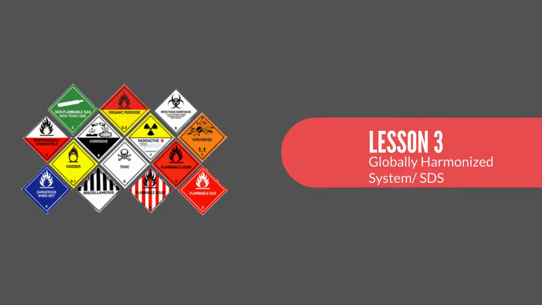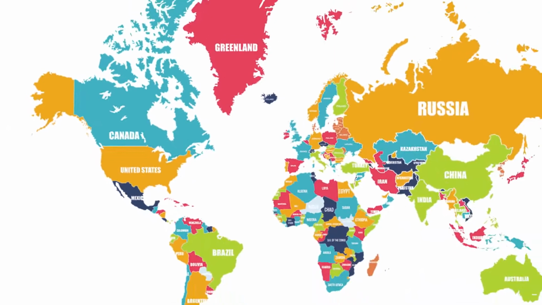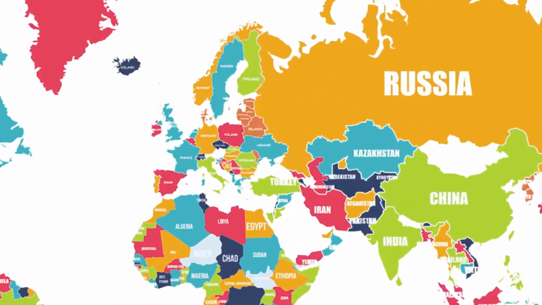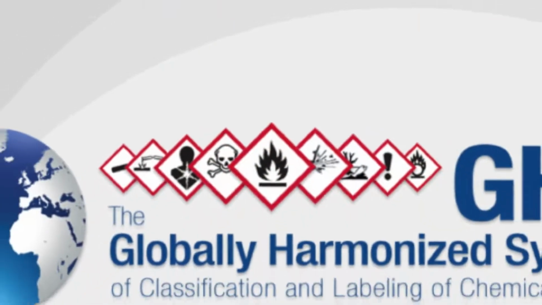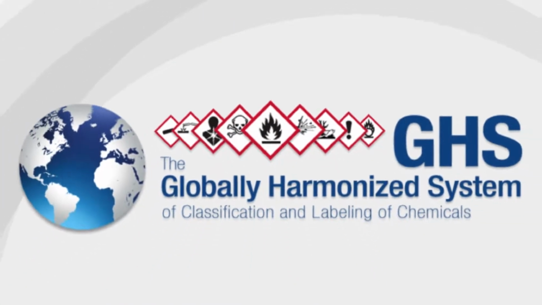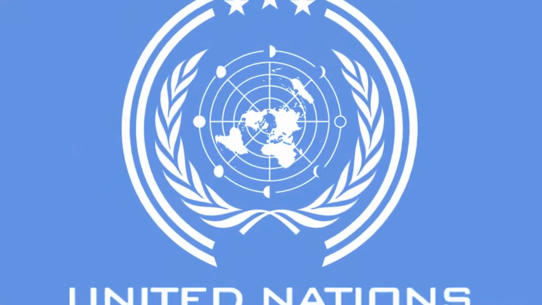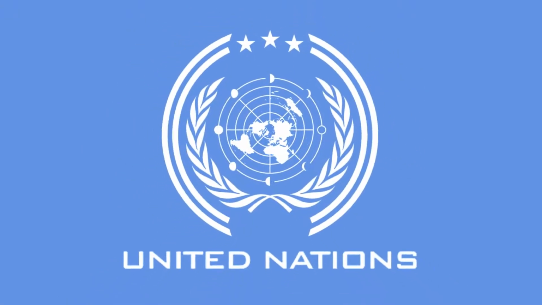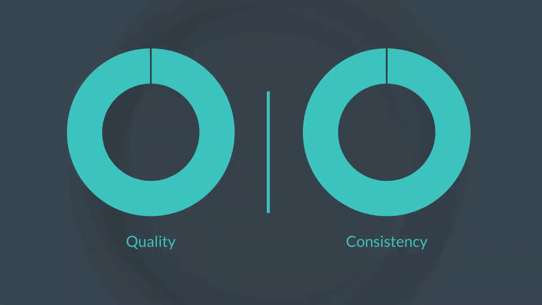A material that is considered hazardous in the U.S. may not be considered hazardous in another country, and vice versa. To combat any confusion, OSHA has adopted the Globally Harmonized System for Classification and Labeling, or GHS. The GHS is a set of universal recommendations developed by the United Nations. The primary goal of the GHS is to increase the quality and consistency of information provided to all employees by adopting a standardized approach.